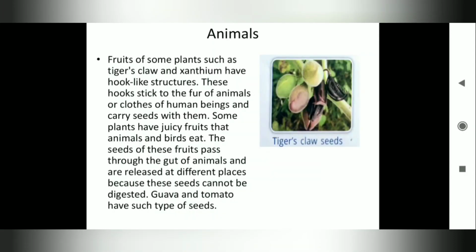Seed dispersal through animals. Fruits of some plants such as tiger claw or xanthium have hook-like structures. These hooks stick to the fur of animals or clothes of human beings and carry seeds with them. Some plants have juicy fruits which animals and birds eat. The seeds of these fruits pass through the gut of animals and are released at different places, because these seeds cannot be digested. Guava and tomato are such types of seeds.